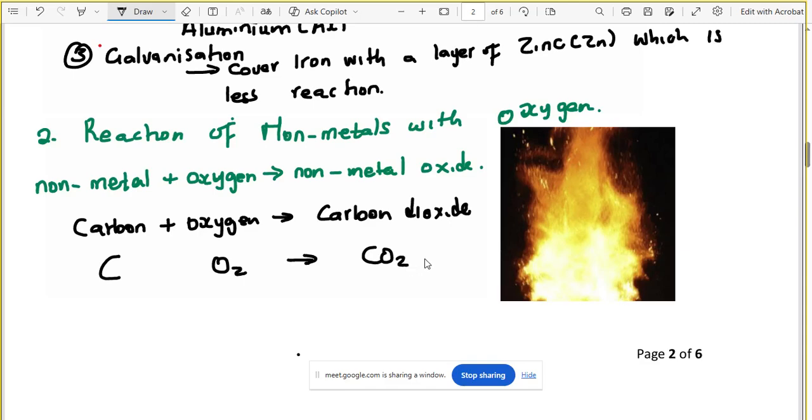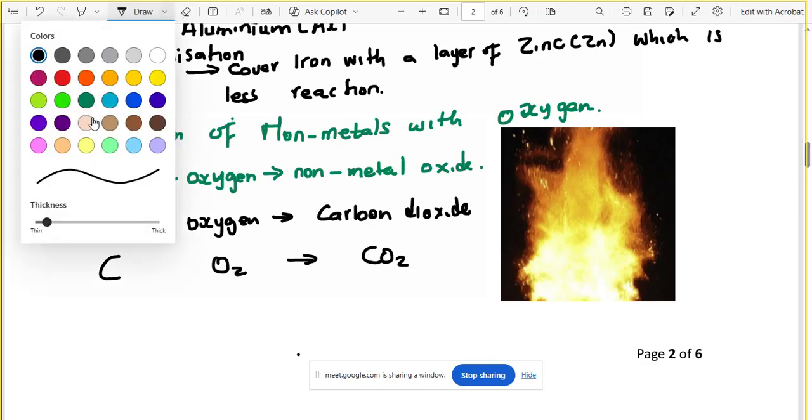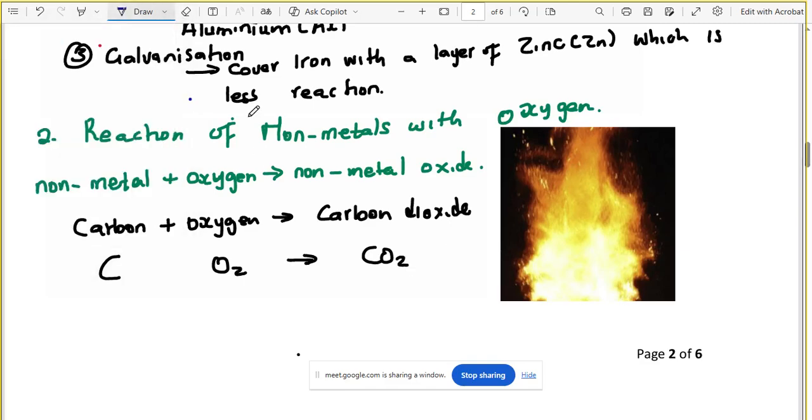Carbon dioxide. So in an exam, you know what they're going to do? They will say this is a reaction of a non-metal with oxygen. What state is carbon? You just have to know that this is in solid state. And what state is your oxygen? It's in gas state. And what state is the carbon dioxide? It's in gas state. So if you understand this one, you'll definitely collect the marks.